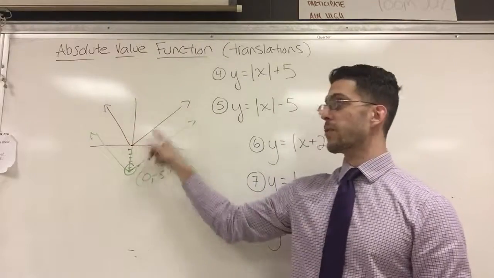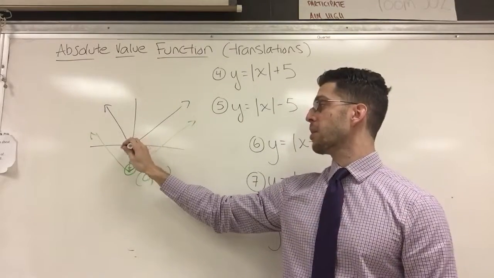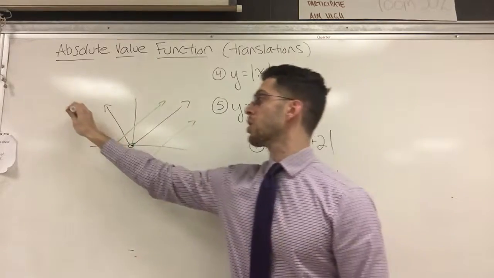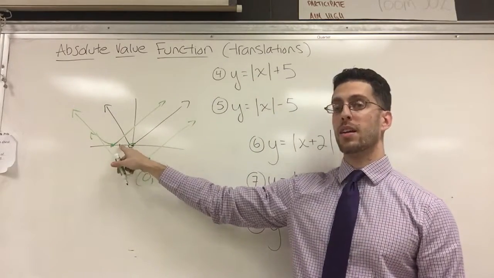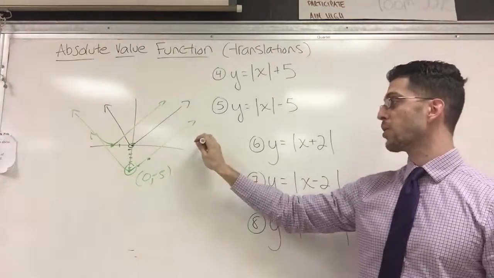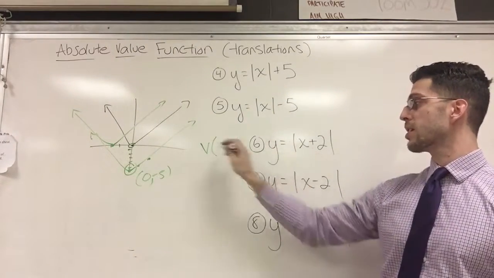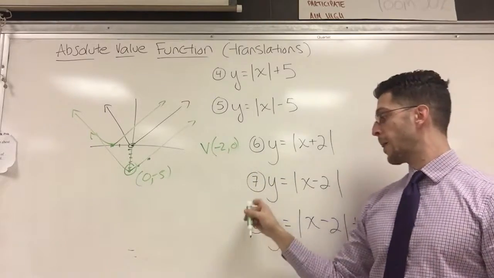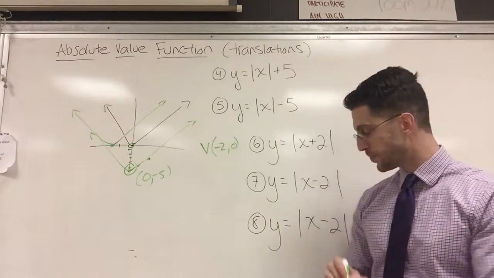So instead of this V here, I take my vertex, I move it 1, 2 to the left, and it would look like that. That V is this. So you should now know that the vertex is -2, 0 instead of 0, 0. What's the vertex in number 7?